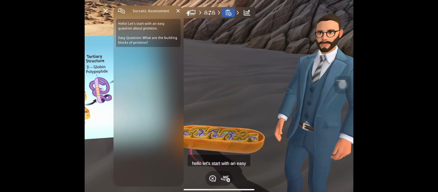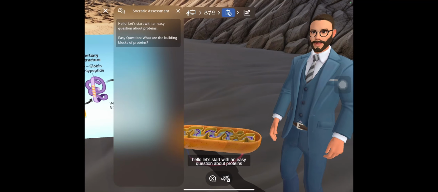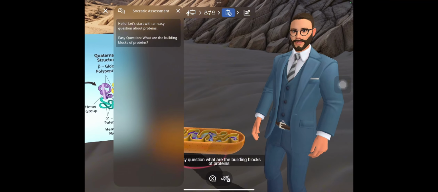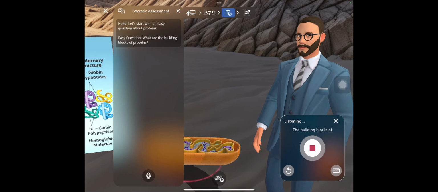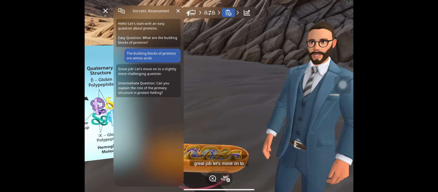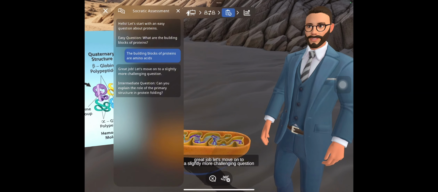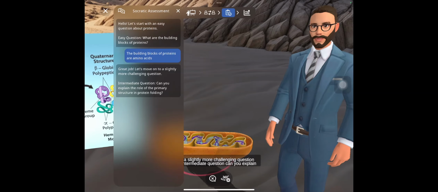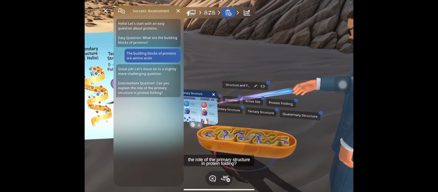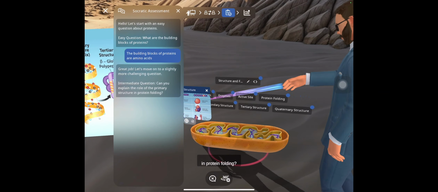Hello. Let's start with an easy question about proteins. Easy question: what are the building blocks of proteins? The building blocks of proteins are amino acids. Great job. Let's move on to a slightly more challenging question. Intermediate question: can you explain the role of the primary structure in protein folding?